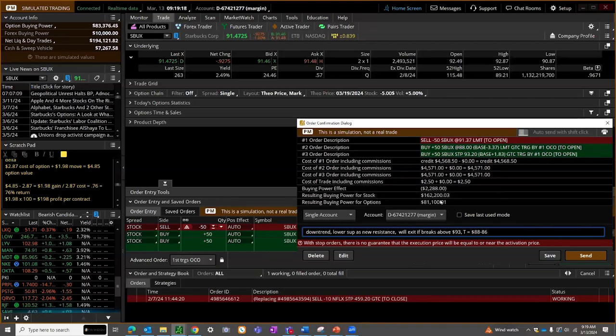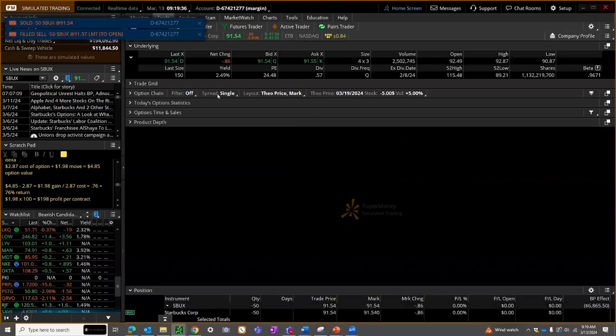All right. And you'll see it says negative in our buying power effect. Okay, so it's a negative number. So it's eating up some of our buying power. It's using our buying power to be able to go ahead and sell short those shares. So let's send that off. Should go through pretty quickly.